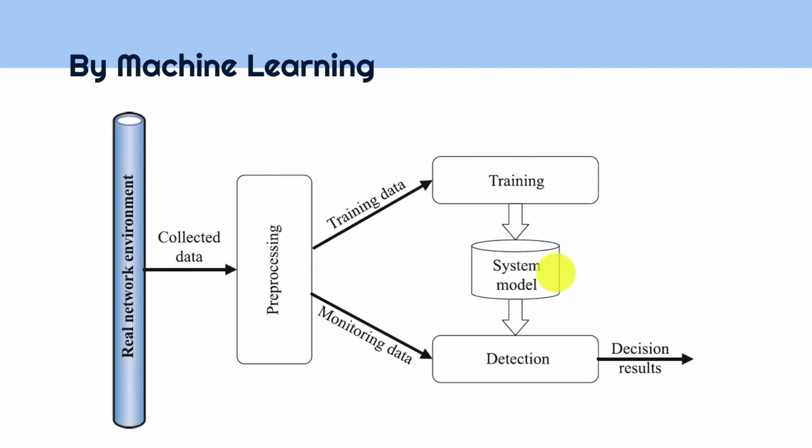Another type of detection is by machine learning. Machine learning algorithms can analyze network traffic and identify patterns that may indicate an intrusion. As you see in the picture, after collecting the data, the first part is pre-processing. The data instances that are collected from the network environment are structured, which can then be directly fed into the machine learning algorithm.